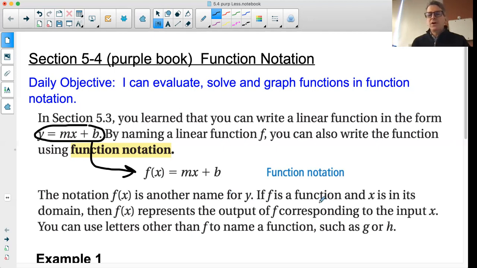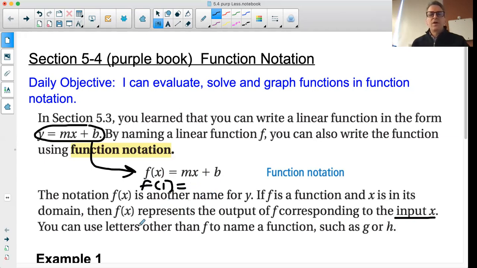If f is a function and x is in its domain, then f at x represents the output of f corresponding to the input x. So basically if you have a simple equation and you're going to evaluate it at f at 1, that x would be 1, so f at 1 would equal m times 1 plus b.